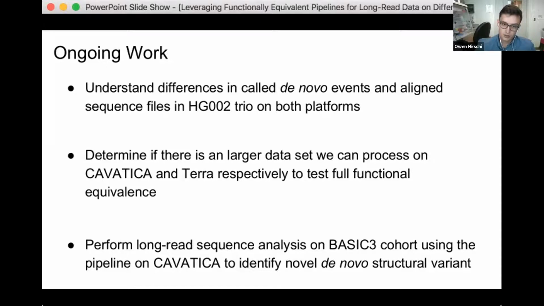And then the larger goal is to determine if there's a larger data set beyond this one trio that we can process on Cavatica and Terra respectively to test the full functional equivalence of these tools. And finally, we will eventually perform long-read sequencing analysis on this basic 3 cohort using this pipeline we've set up to identify novel de novo structural variants.